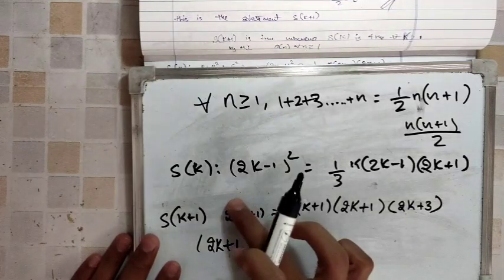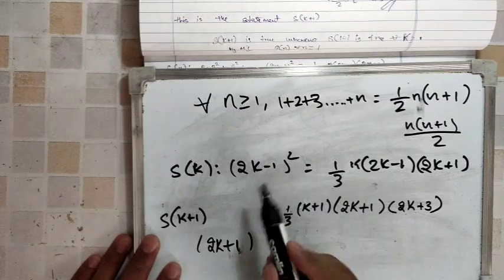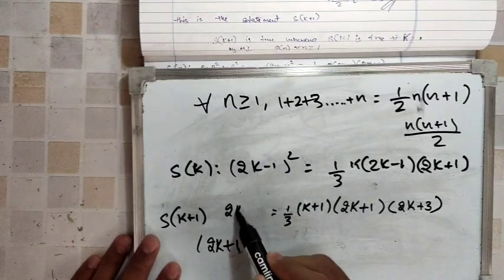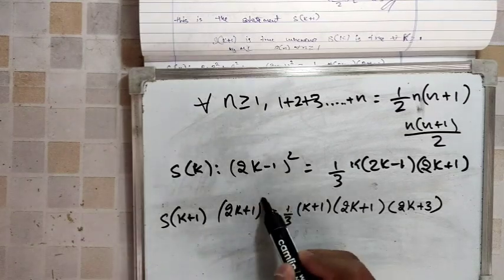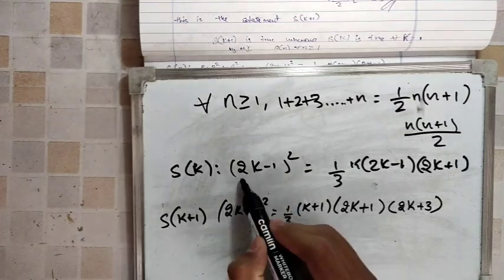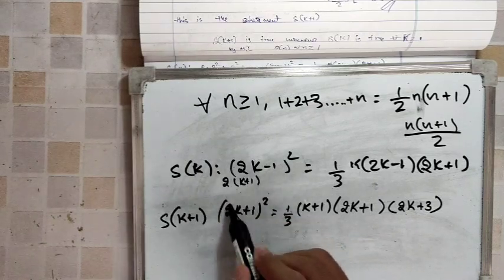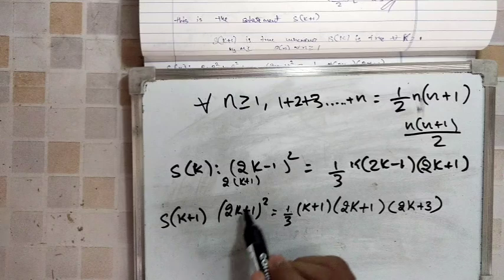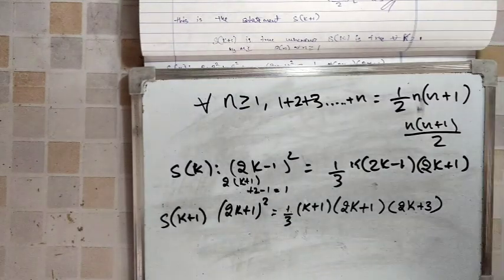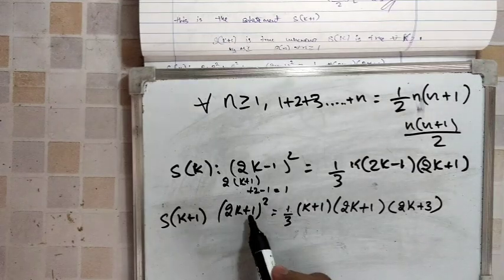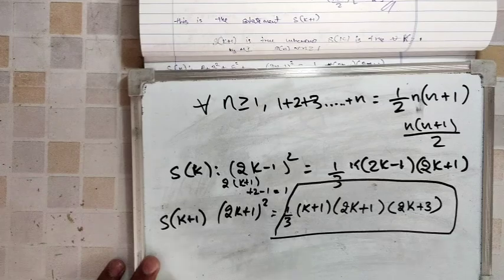So I have to get this finally. Here it was 2k minus 1, right? So it should be 2k plus 1. You know how: here 2k minus 1 the whole square, and here 2k plus 1 the whole square. How? 2 into k plus 1, if you multiply, is 2k plus 2, so plus 2 minus 1 gives us plus 1. So I got 2k plus 1 the whole square. Remember, your final answer should be like this.